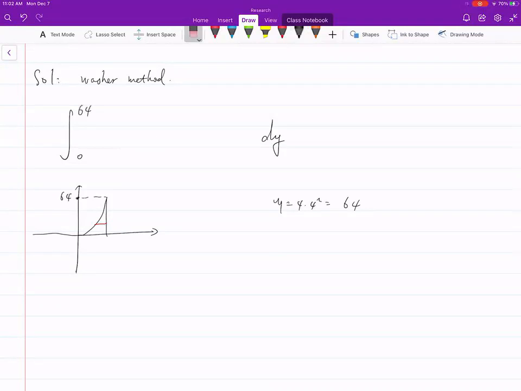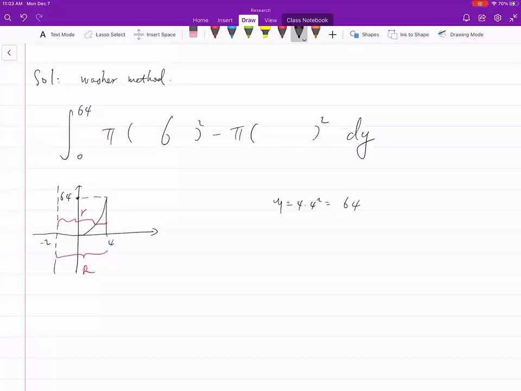Now what you want to put here is going to be the washer. Pi R squared minus pi r squared. Now if you draw it, the capital R goes all the way from here to here, and the small r goes all the way from here to here. So the capital R is going to be 4 plus 2, which is 6. The small r is going to be x, which is from here to 0, and then plus another 2.